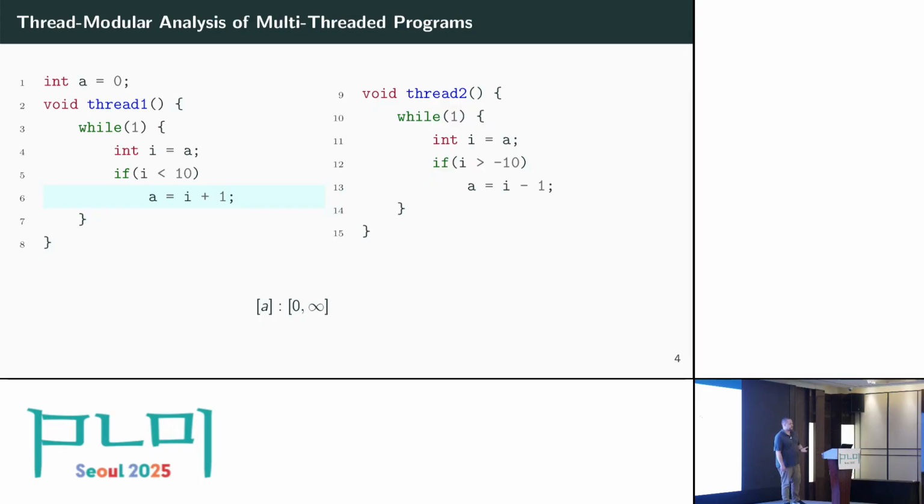Now, of course, this value of A has changed, so we need to evaluate this loop one more time. But here, nothing more happens. The value is already subsumed. So at some point, we move on to the other thread.